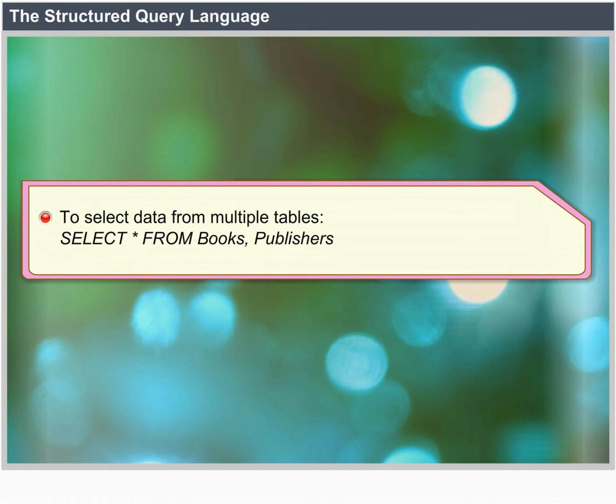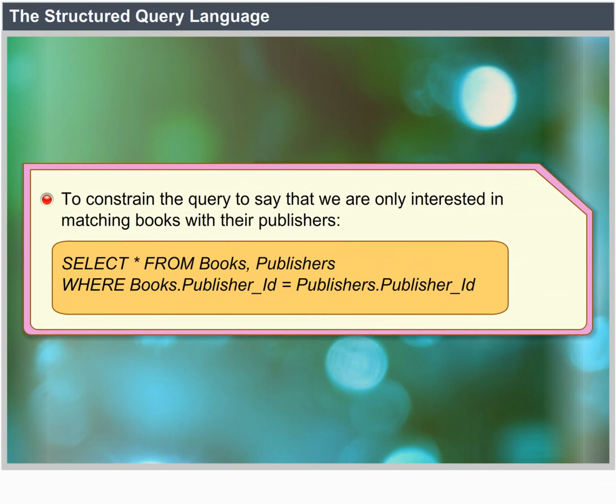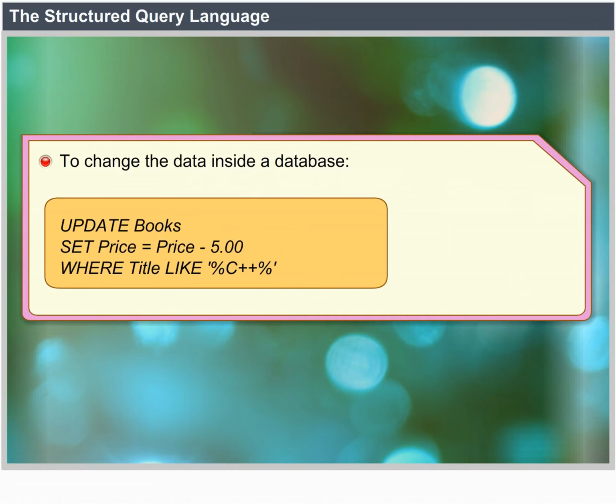To select data from multiple tables, select star from books, publishers. To constrain the query to say that we are only interested in matching books with their publishers, select star from books, publishers where books.publisher_ID equal to publishers.publisher_ID. To change the data inside a database, update books set price equal to price minus 5 where title like %C++%.